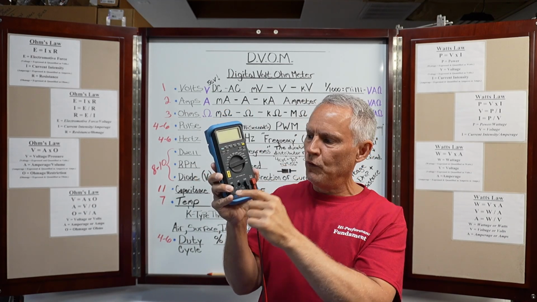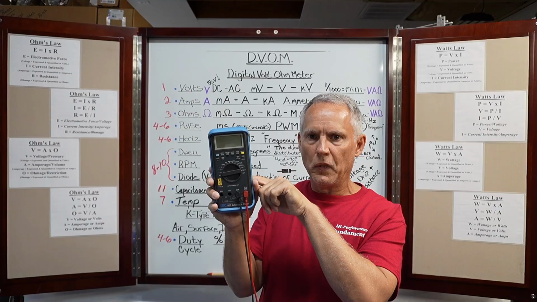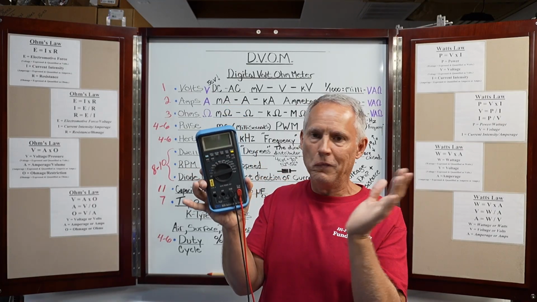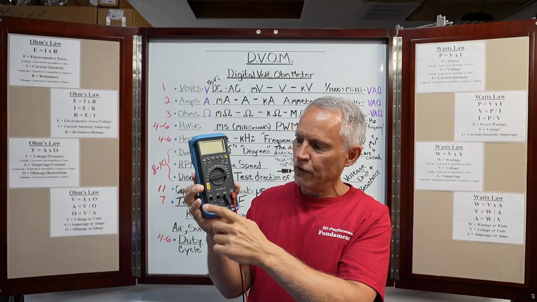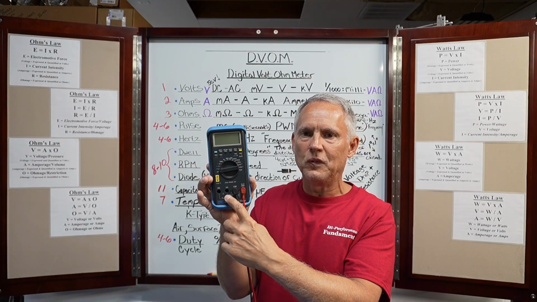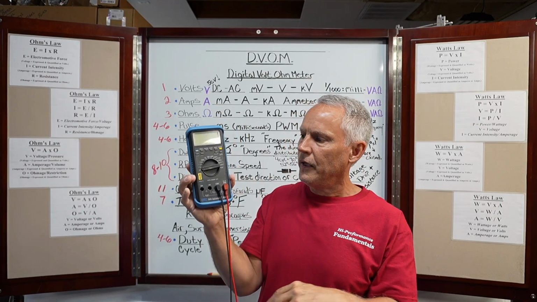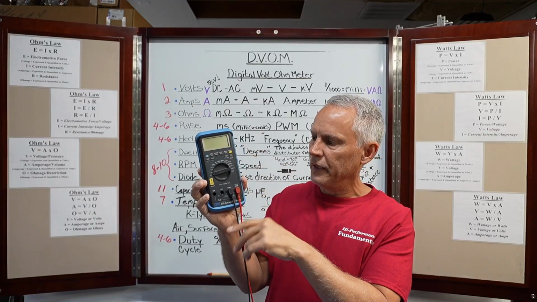Inside, there's a fuse. If you exceed that value, that fuse will blow. It protects the meter, okay? I've blown them many times. You forget, you got it on the wrong side, you're going to check 15 amps, and you got it on the milliamp side, the fuse is gone immediately. So they'll blow and just replace them, no big deal.